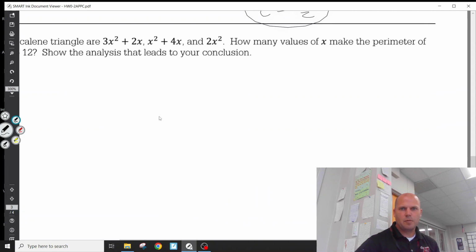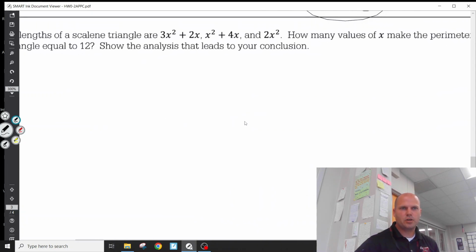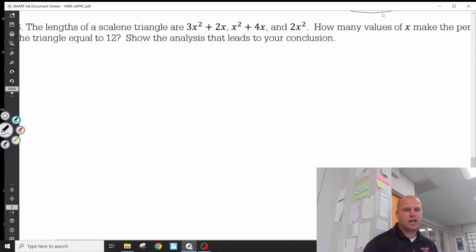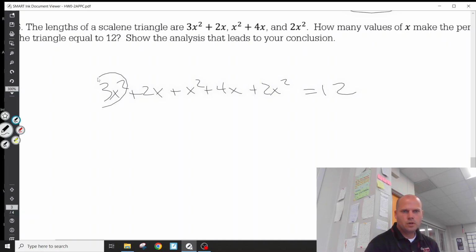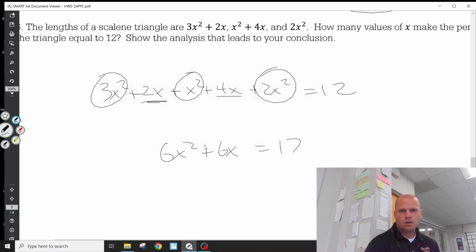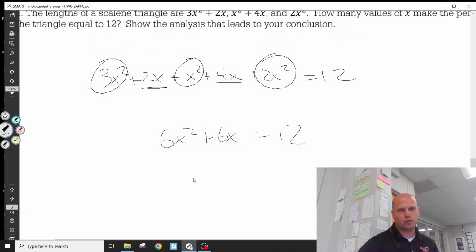We got a triangle. How many values of x make the perimeter equal to 12? So it's a triangle, 3 length sides. Perimeters, we'd add them together, so no big deal. When does that equal 12? Like terms, 6x squared, 6x. Does not help to factor this equal to 12.